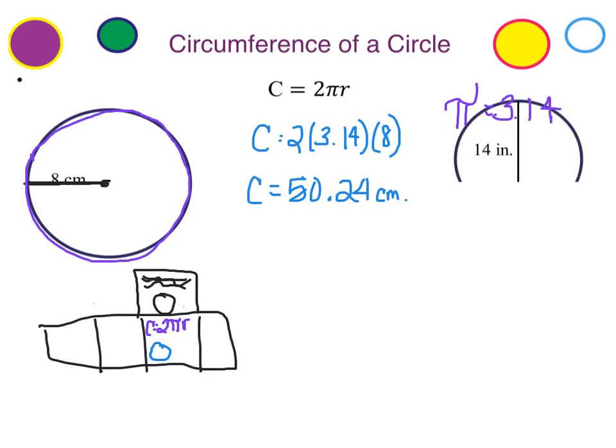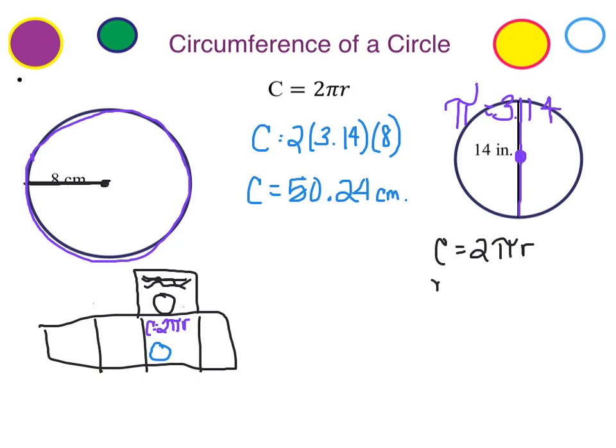Now let's look at another example. What do you notice about this circle compared to our last circle? In this circle, we're not given a radius, we're given a diameter. This line is a diameter because it goes through the center of the circle and it touches both sides of the circle. So in order to find the circumference or the distance around the circle, I'm always going to start with my formula and write it out. C equals 2 pi r.